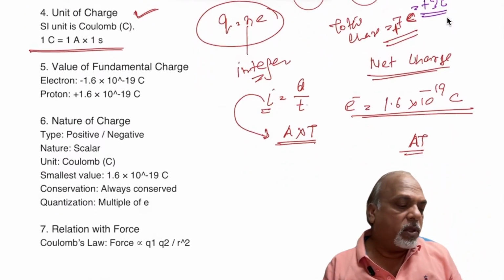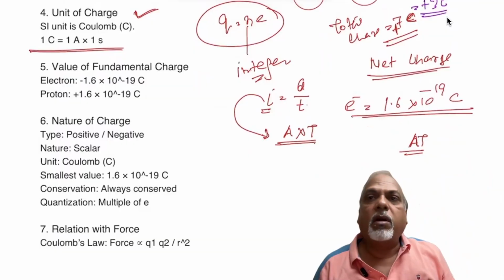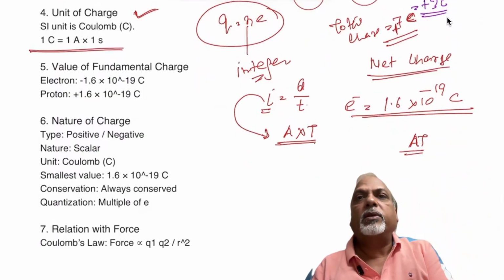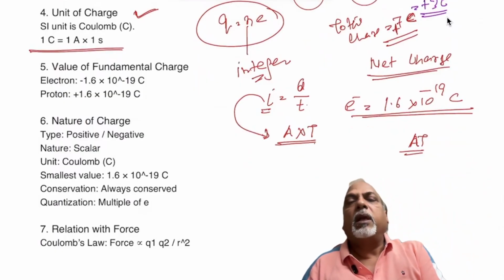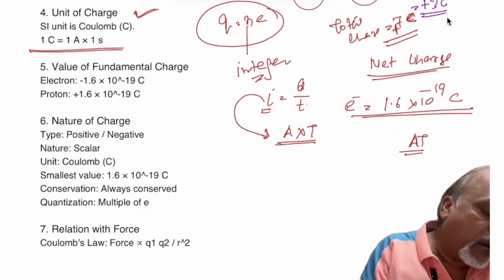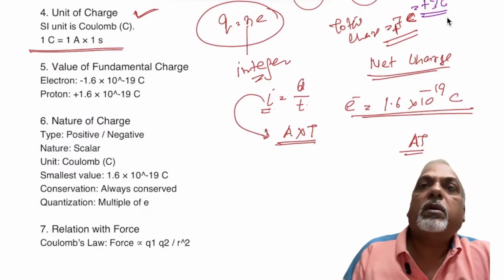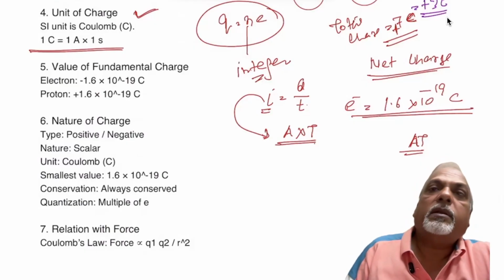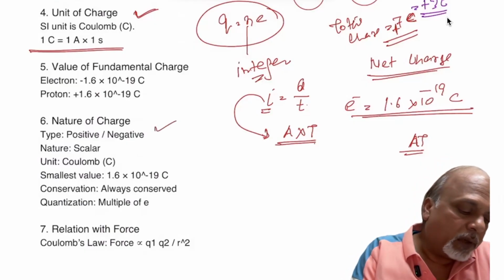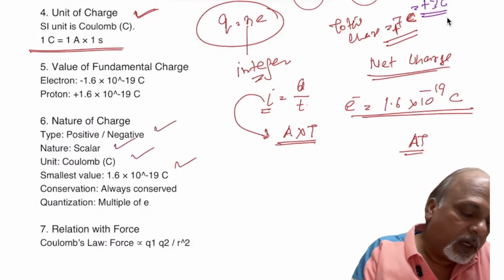Then I have given you the value of the fundamental charge. Electron and proton both have the same magnitude, but the electron is minus 1.6 into 10 raised to minus 19, and the proton is plus 1.6 into 10 raised to minus 19. Correct? The nature of charge you have seen: positive, negative, scalar, coulomb. The smallest value of the charge is this.